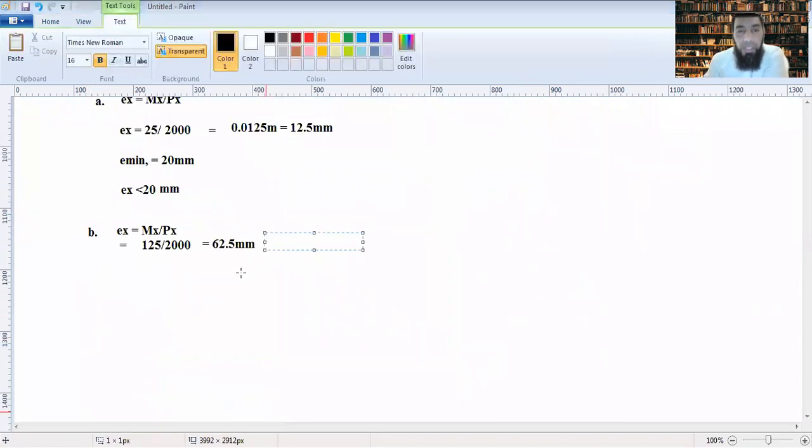So this design is sufficient even for this case. But at the same time, besides knowing whether the design is safe, there is another way to know whether our design is safe. That's through the design interaction curves.